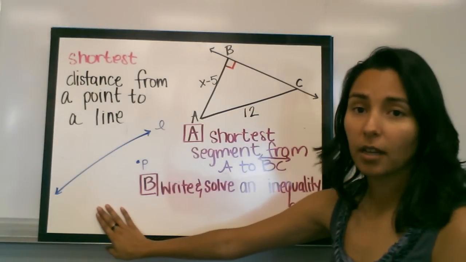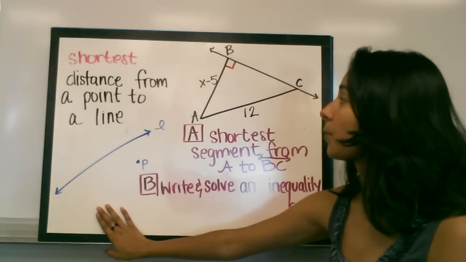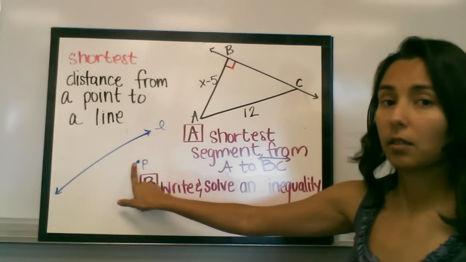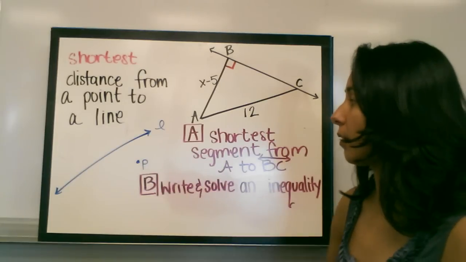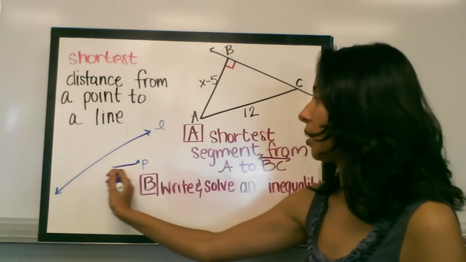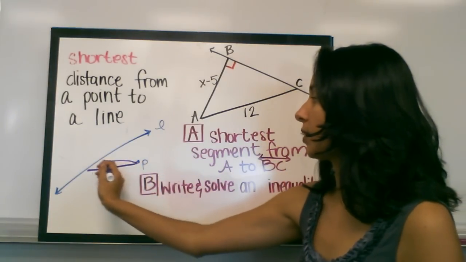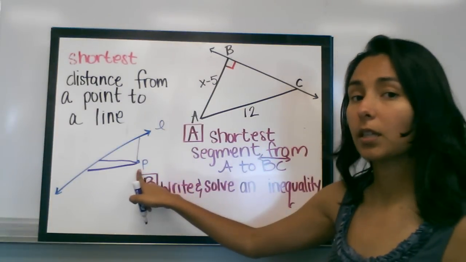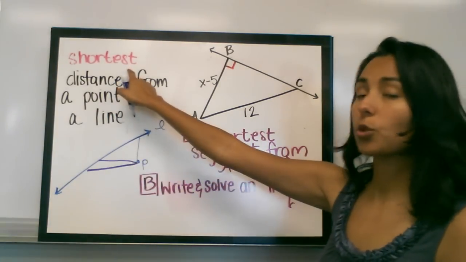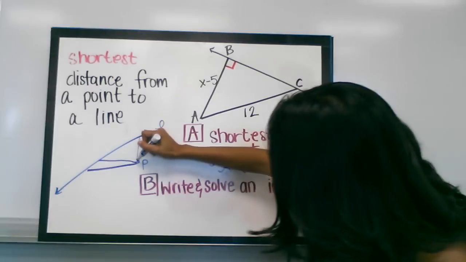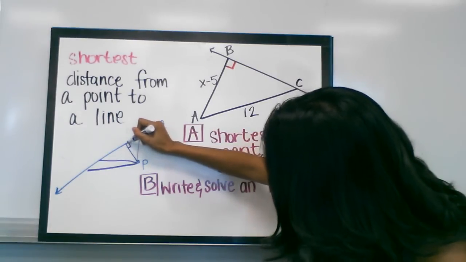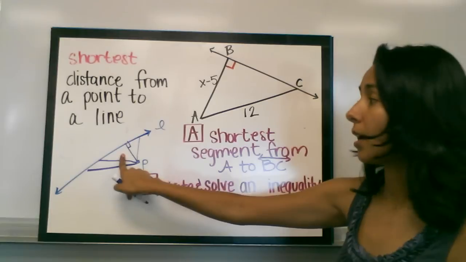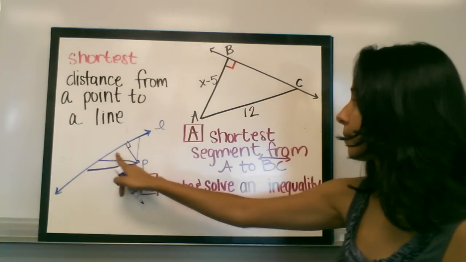The first thing we need to talk about is the shortest distance from a point to a line. If I have point P here and line L there, I can draw lots of different options of lines from P to L, but the shortest distance is going to be the line that is perpendicular, so the line that intersects at a 90-degree angle.